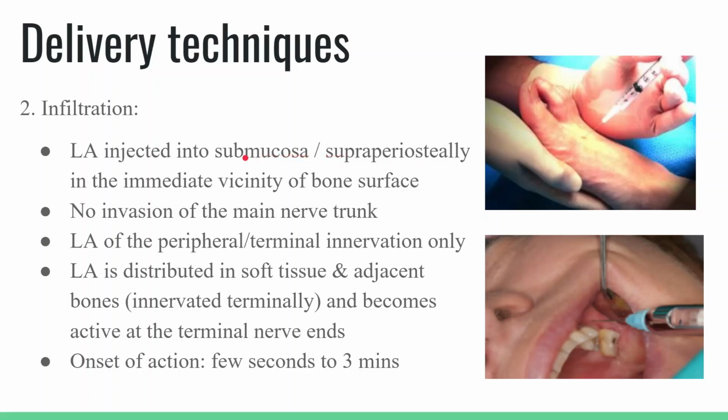Submucosa means beneath the mucosa. Supraperiosteally means above the bone surface. فاحنا عم نحكي ما بين البون سيرفيس وما بين الاوتر layer of the mucosa. كل هاي المنطقة راح يكون فيها تخدير. تمام. This is where we will have the anesthesia. Now, there is no invasion of the main nerve trunk.